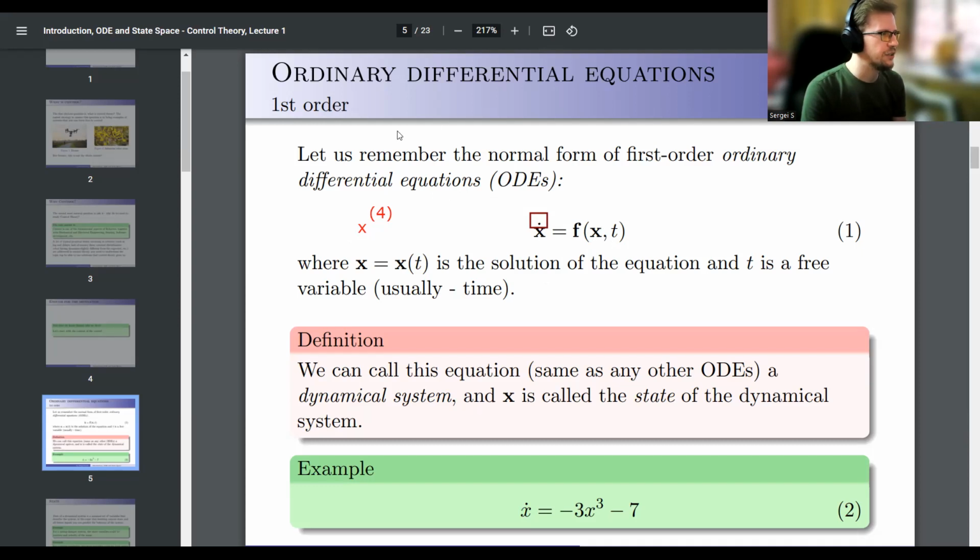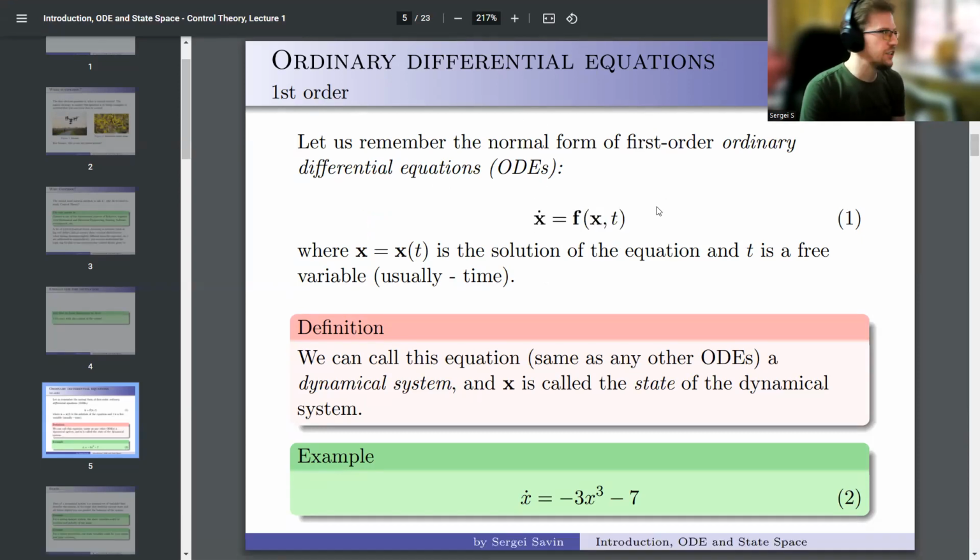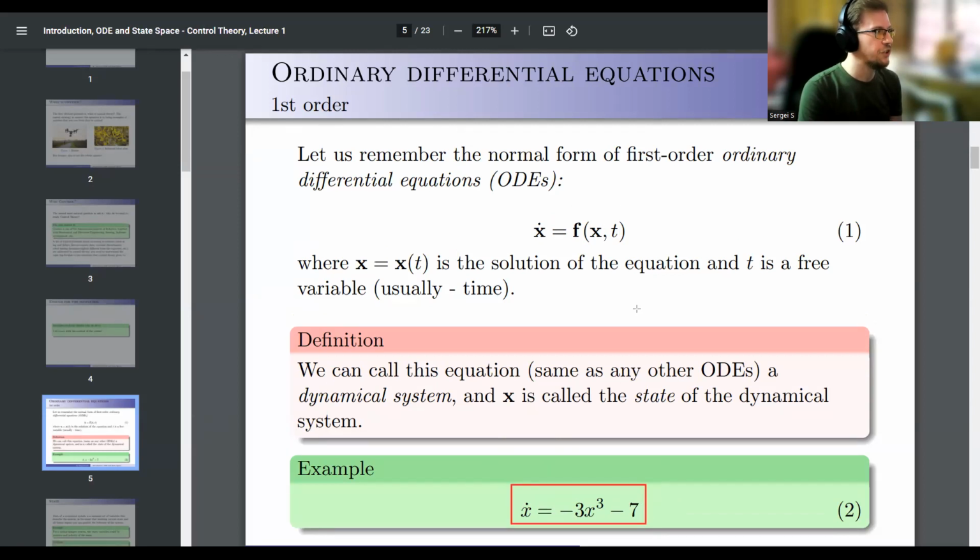What this says is just that we have derivatives on the left-hand side and what they're equal to on the right-hand side. For example, we have x dot equals minus 3x cubed minus 7. That is an example of an ordinary differential equation. This is a normal form of ordinary differential equation. We could find all kinds of other forms. For example, you can gather x on the left-hand side, and it will be a different form of a differential equation. But this is the normal form.